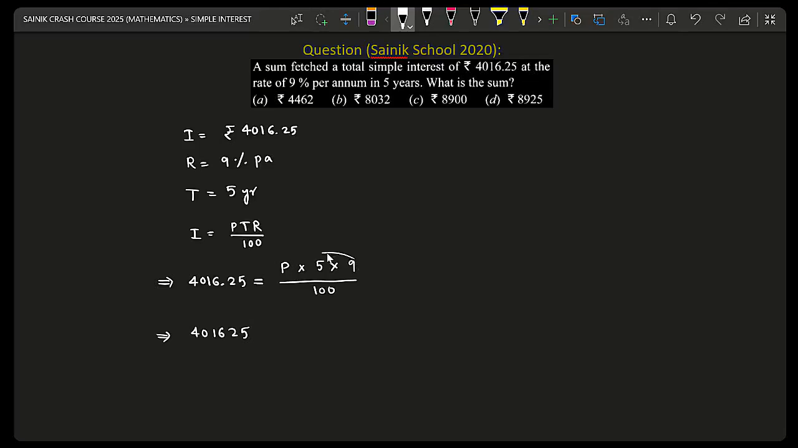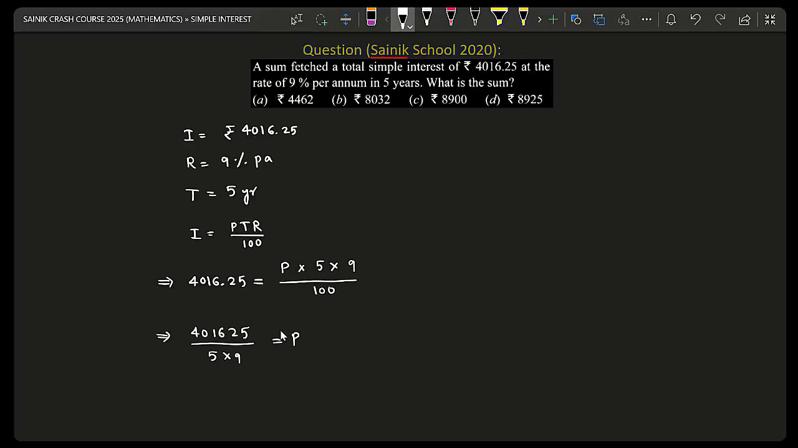Now what are these 5 and 9 doing on the right? Sir, multiplying. Okay, if you transpose to the left side? Dividing. Yes, that means they go to the denominator, 5 into 9. There is only one thing left, that is P, right? Yes, sir. So did I use any new formula like SI into something by 100, etc.? No, using a single formula we are getting everything. Yes or no? Yes, sir.